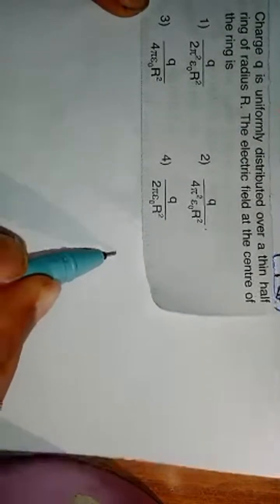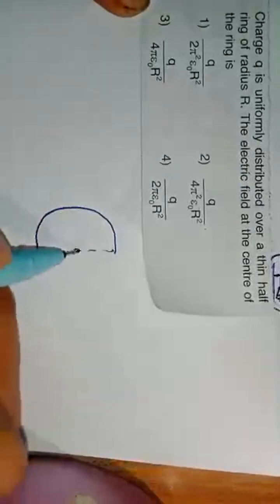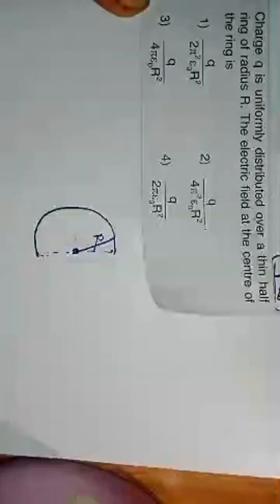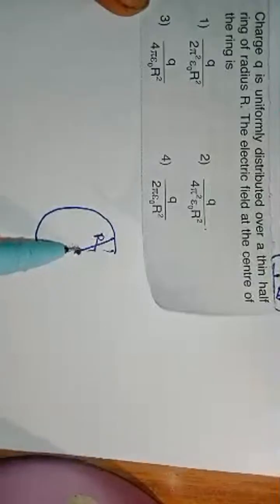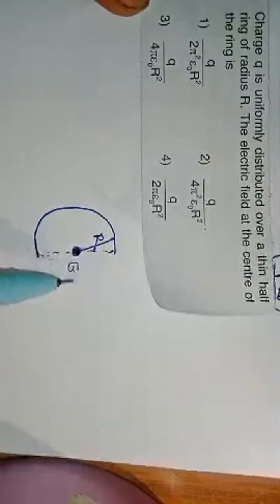Moving on to the next question. A charge q is uniformly distributed over a thin half ring of radius r. The electric field at the center of the ring is, see, they are telling, if half of the ring is there, take it as a half ring of radius r. They are asking about the electric field at the center of the ring. At this point, what is the electric field they are asking?